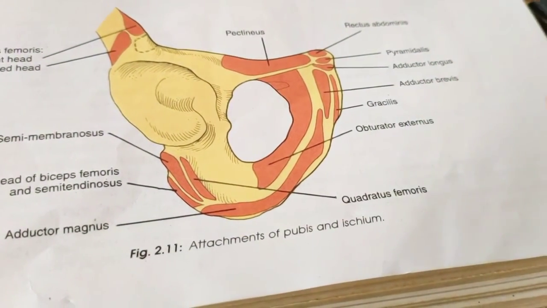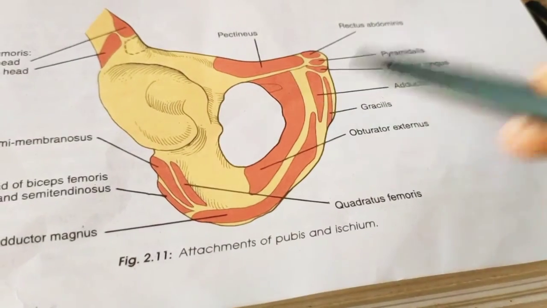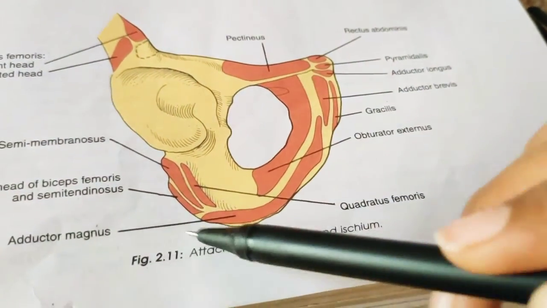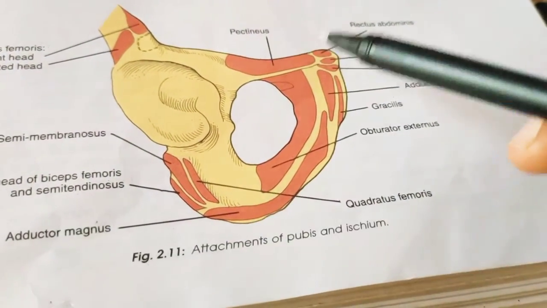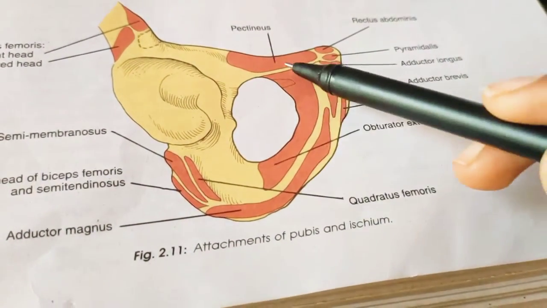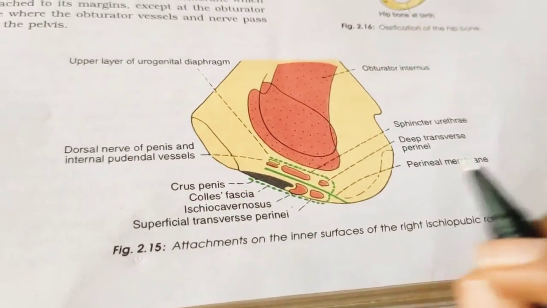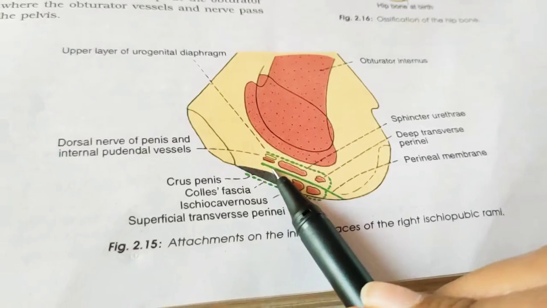What is the chief muscle of the pubic ramus? That is gracilis and adductor brevis. So there is adductor brevis and gracilis on this side, and on this side, mainly from the ischium, there is adductor magnus. And obturator externus is forming a margin for the obturator foramen. So now comes this diagram. What are the attachments on the inner surface?